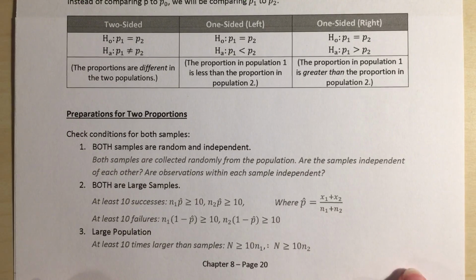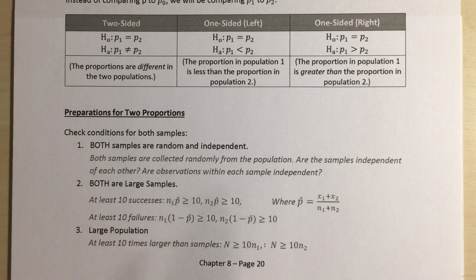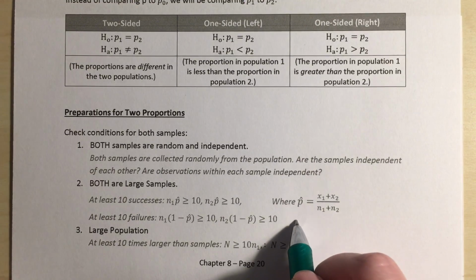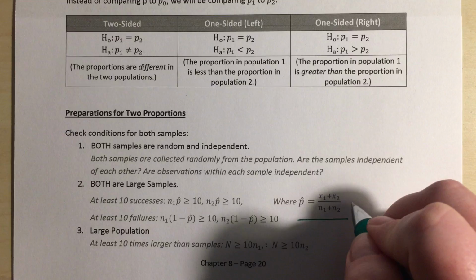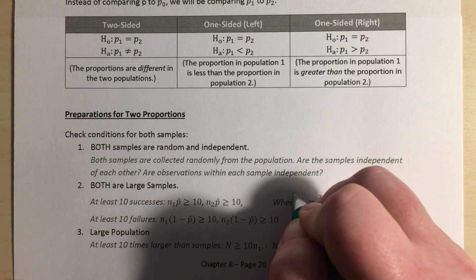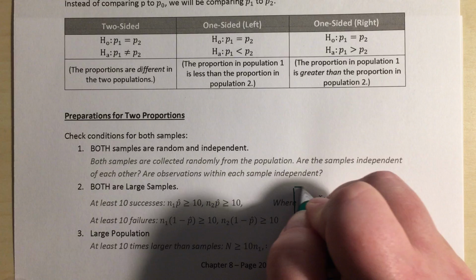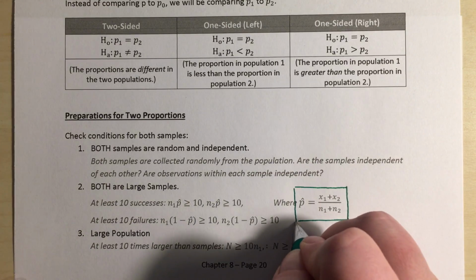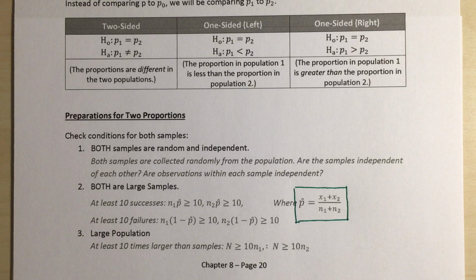We need to check conditions for both samples. That both samples are random and independent of one another. Observations within each sample are independent. At least 10 successes and 10 failures for both. Notice that we have a little formula here for p hat. P hat is basically the average of our two proportions. So p hat is x1 plus x2 divided by n1 plus n2. And then we're also going to have to make sure our population is at least 10 times larger than each of our samples.